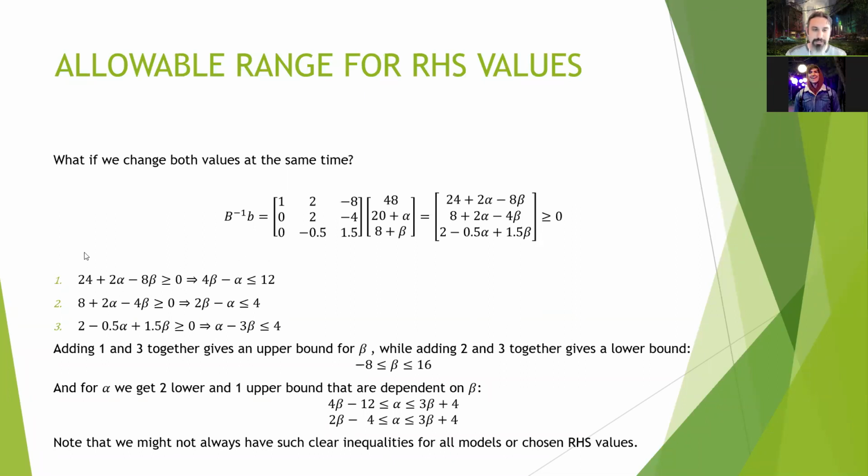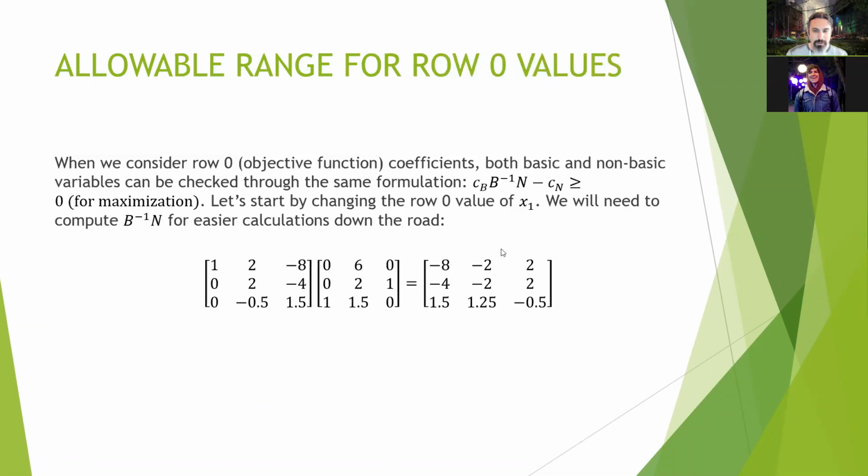So writing it like this, 24 plus 2 alpha minus 8 beta is greater than 0, isn't as good or slick as writing it like this, 4 beta minus alpha is less than 12. This is far better than this one, and more understandable, of course. So what about row 0 values? What happens if we change them?